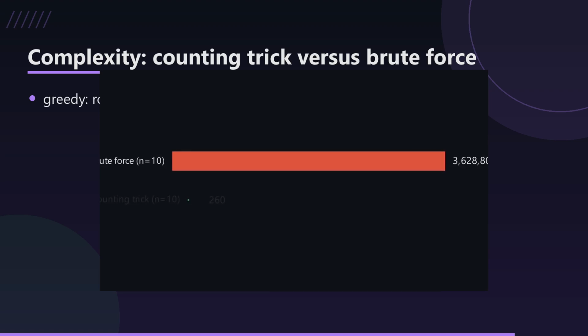Let's see the difference in real numbers. With just 10 letters, the brute force method has to check over 3.5 million rearrangements. Our counting trick, using the same 10 letters, only needs a few hundred small checks, and the gap gets dramatically worse the longer the string gets. This is why, for anything beyond a tiny example, our smarter method is the one to use.